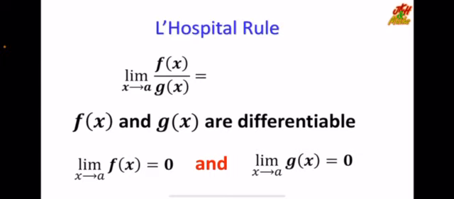Luckily, we have one rule which is known as L'Hopital's rule. So we can find this limit by using the relation: the limit of f(x) over g(x) when x approaches a is equal to the limit of the first derivative of f over the first derivative of g when x approaches a.